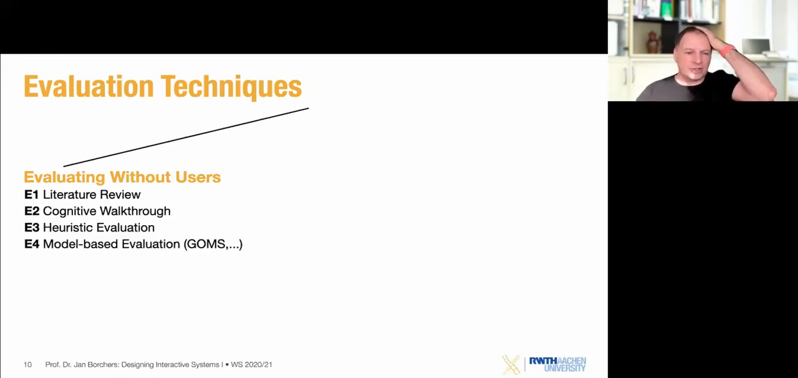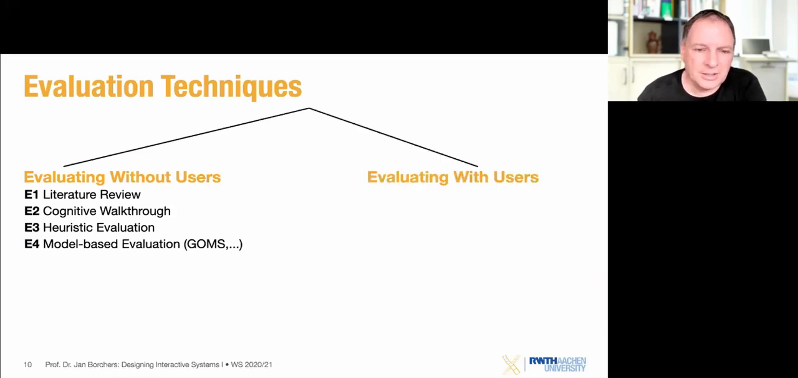So those techniques we're going to look at: literature review, cognitive walkthrough, heuristic evaluation, and model-based evaluation, which is a whole section in itself. And we're going to take a look at GOMS as an example of that. Evaluation with users is the second branch, of course, where you do involve users in your testing. So now we have users being present in the evaluation step.